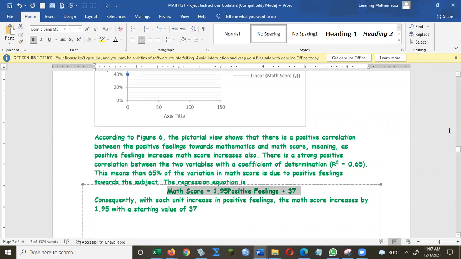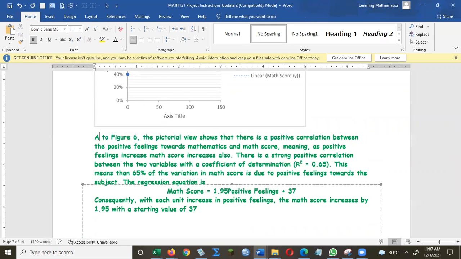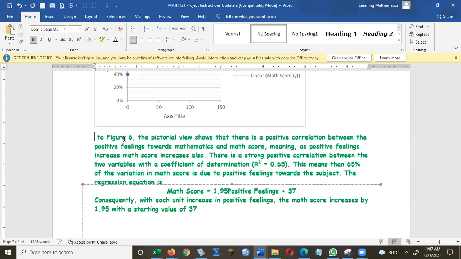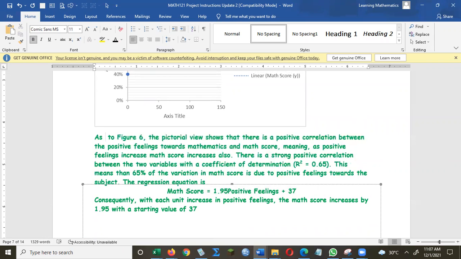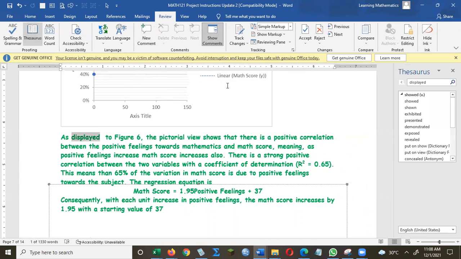according to, you can say as seen in figure whatever, that would be figure 6 or whatever, as shown, as displayed. Use different words. If you want another synonym, and I use it a lot, most times when I'm typing out paragraphs, just go to review, thesaurus, and instead of displayed, you can use showed, presented, demonstrated, exposed, revealed, exhibited, unveiled. All these words you can use as synonyms for display, and just go insert and it changes it.